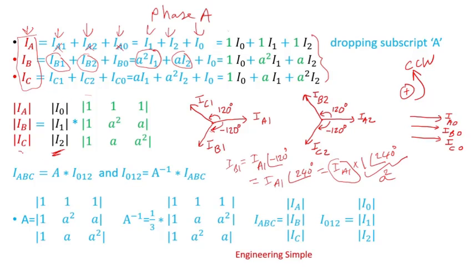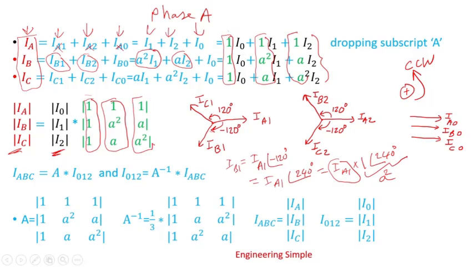So I wrote them here. Then I take this as a column and I place it here. Then I take this column here and I place it here. Then I take the third column and I put it here. So I wrote it basically in a matrix format.